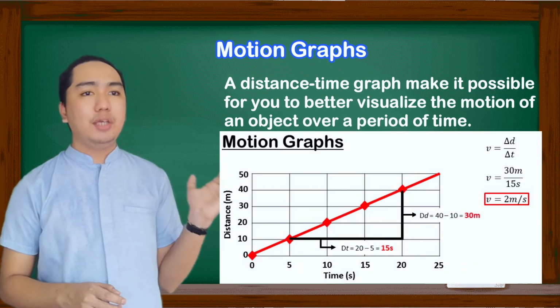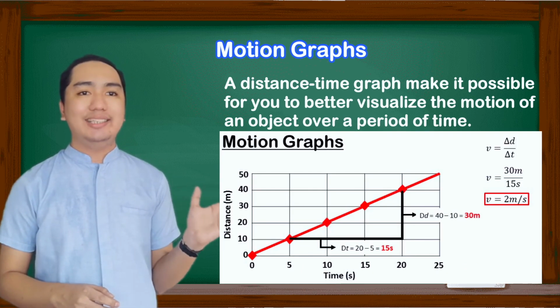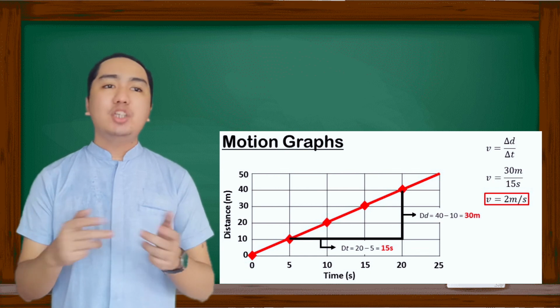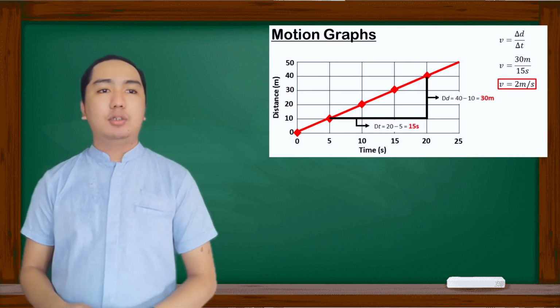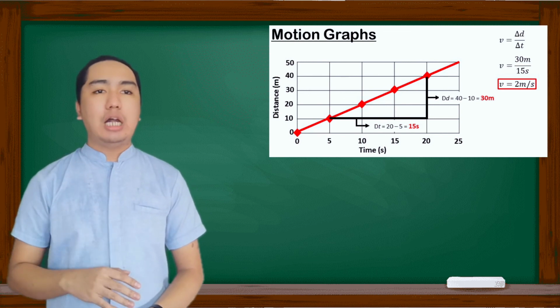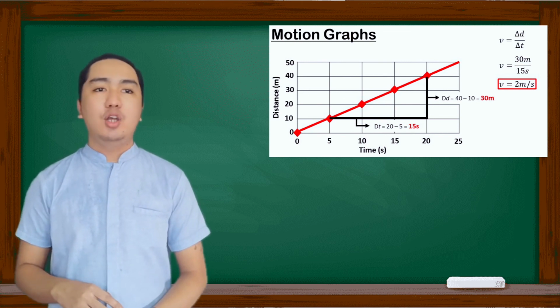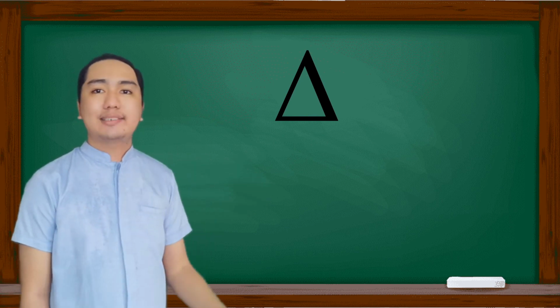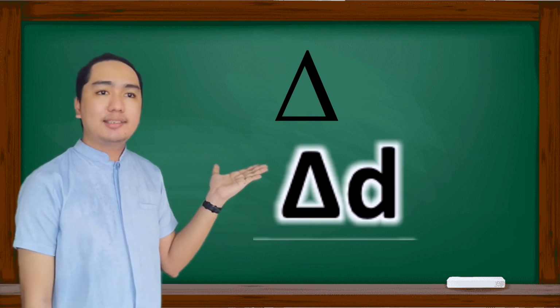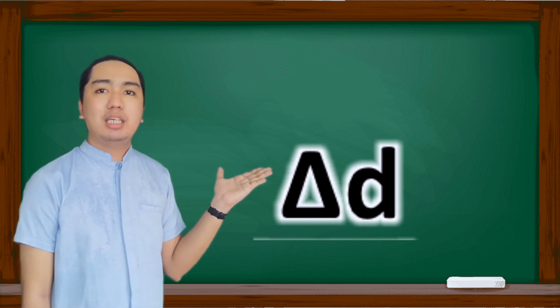As you can see in this figure, a graph that shows increasing speed. The speed of an object may be calculated from its distance-time graph. The slope of the graph represents the speed of an object. The symbol delta means change. For example, this means change in distance from a given reference point.